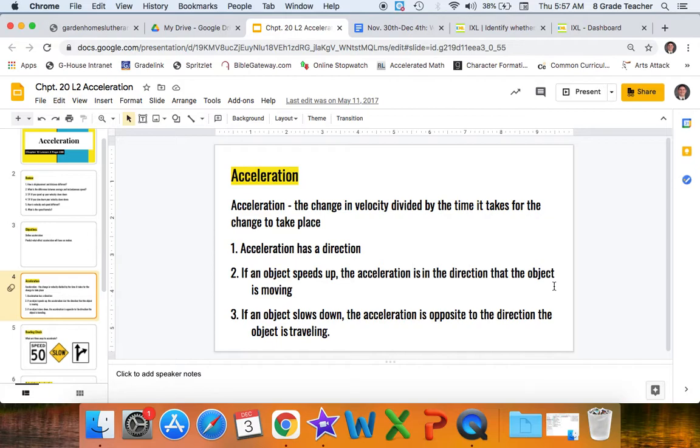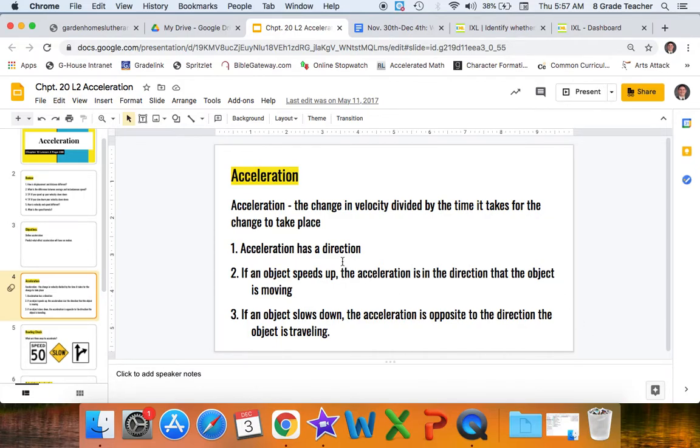Acceleration also has direction, so if you're changing direction, that's the third way in which acceleration is taking place, because the direction that you're traveling is changing, therefore your velocity is changing. A lot of times either you're slowing down or speeding up based on how that change in direction is taking place. So remember these 3 points.